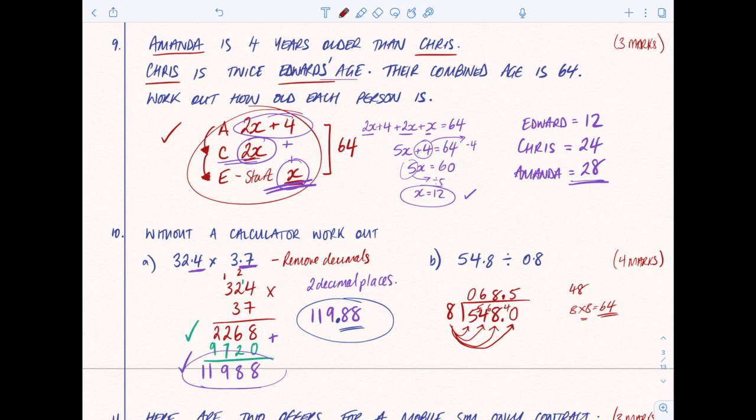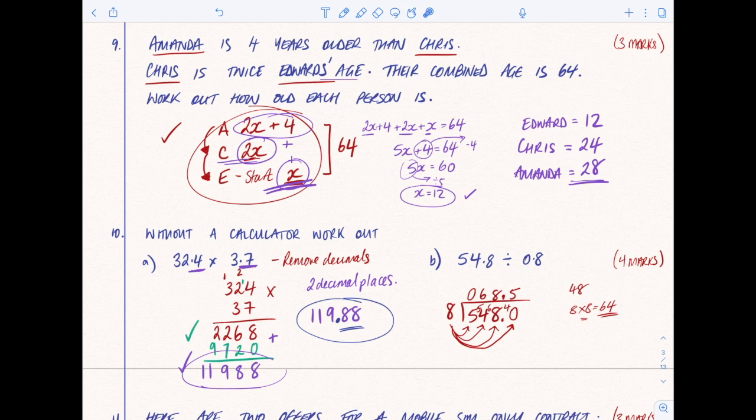Okay. I don't need to do anything to my answer to change it, because when I times this by 10, I've times this by 10, the sum is still relative to itself. I don't have to then convert anything back at the end. Okay. So that's your answer to question 10.